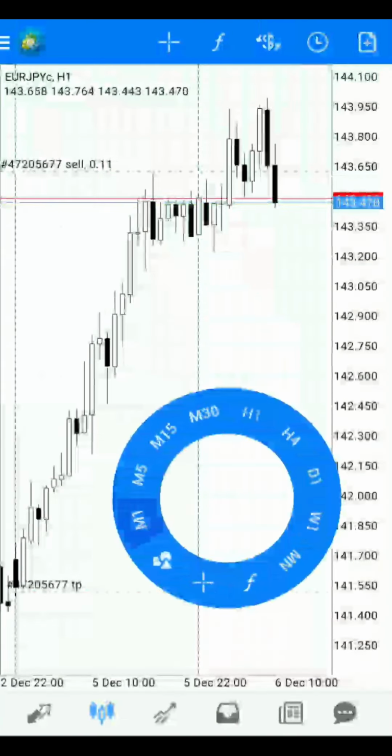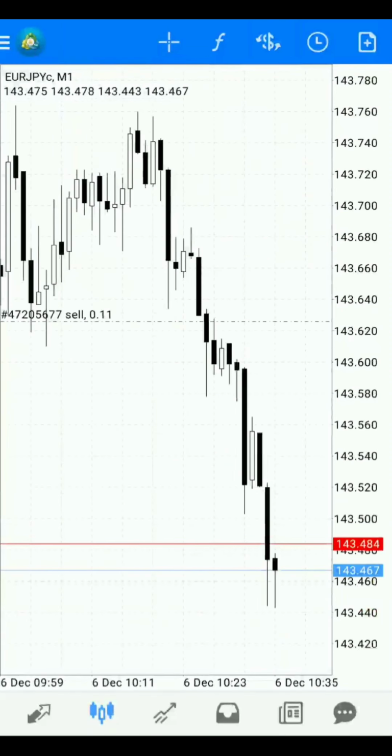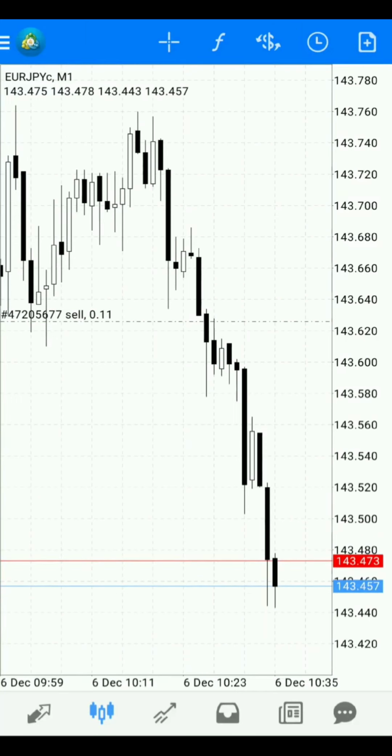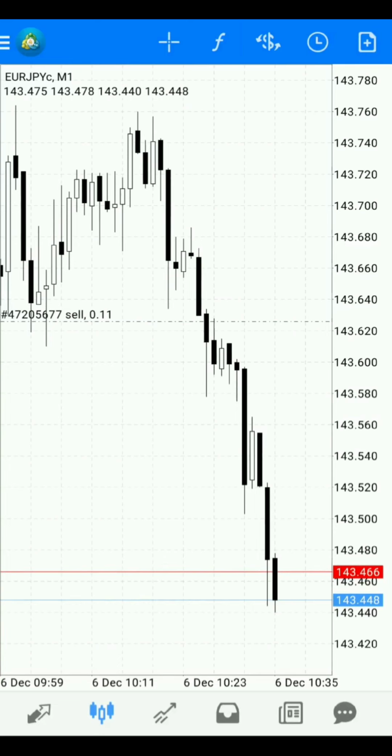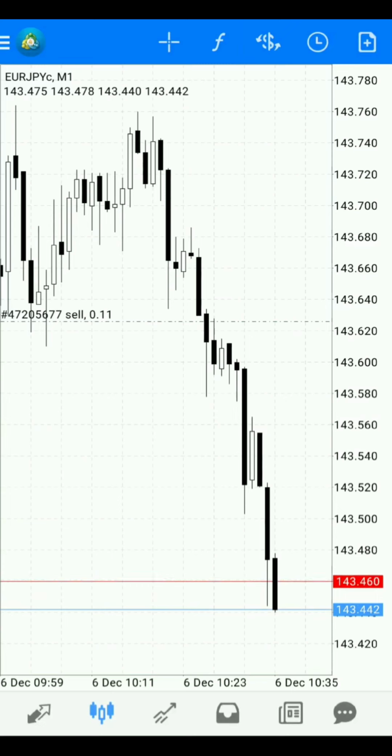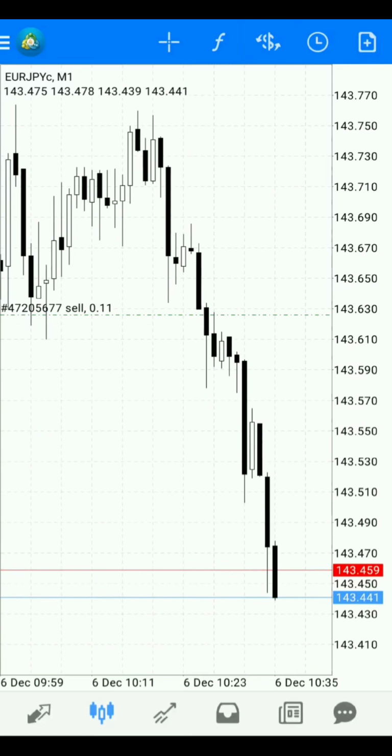This is the A leg. Then we got the B leg. And then we got the C leg. It's very simple. So the C leg is a liquidity sweep. It sweeps out the high, as you can see. So this is an ABC pattern.